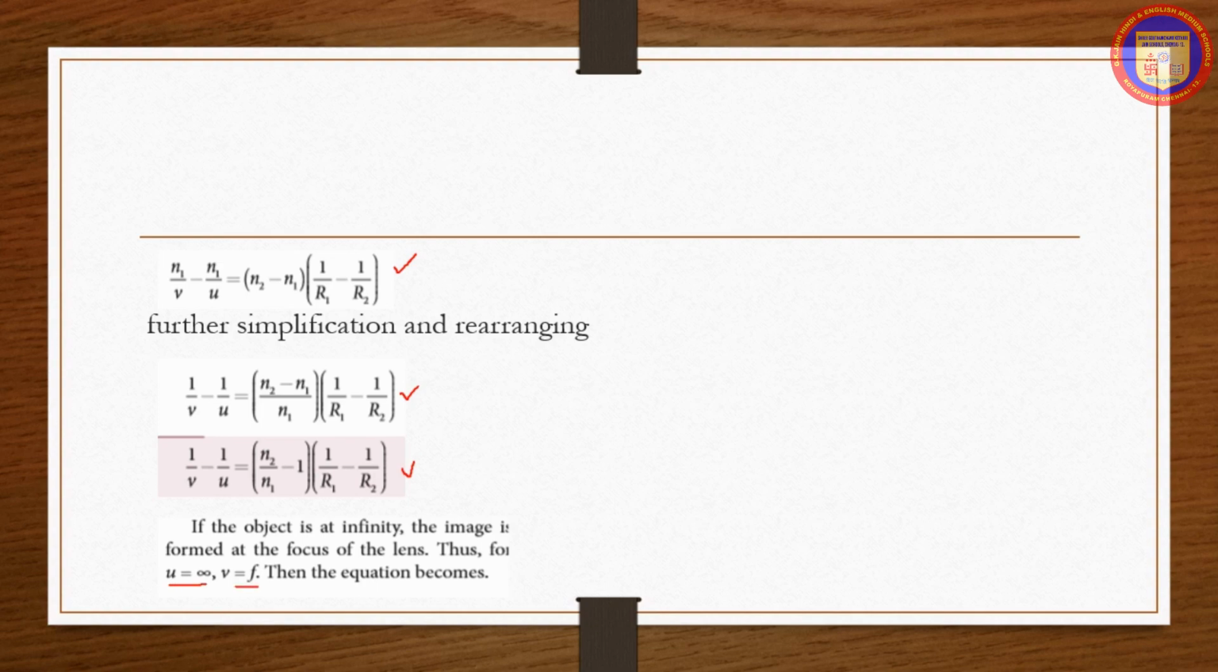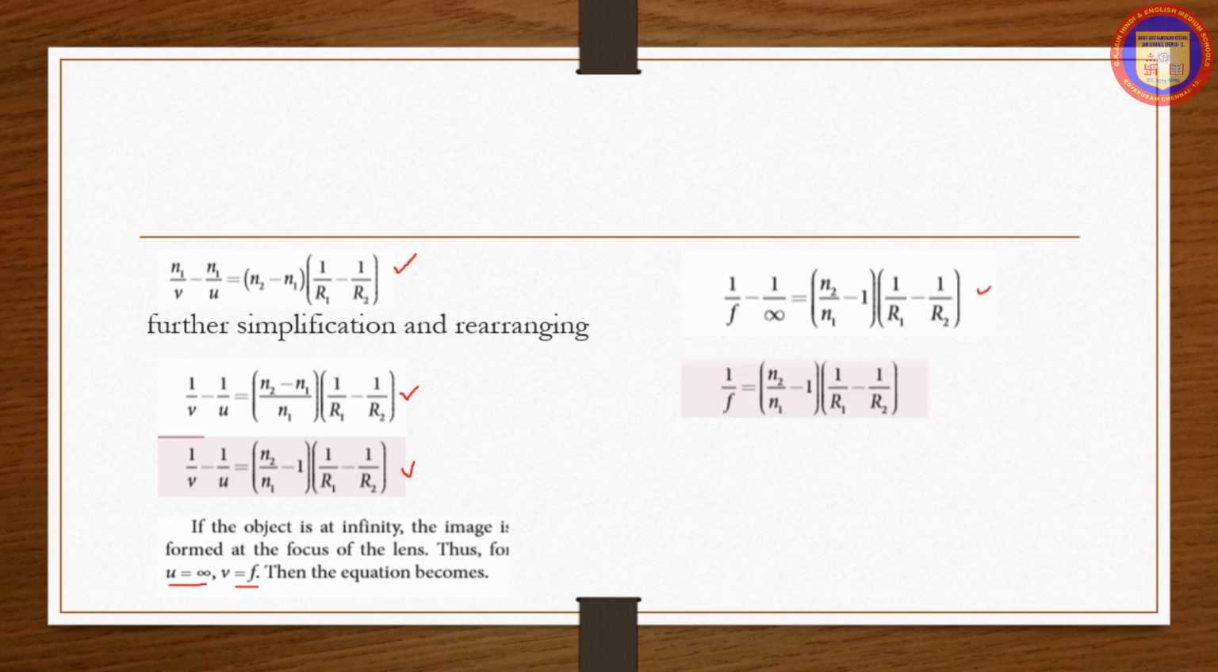Then, substituting this value in the above equation, I'll get 1 by f minus 1 by infinity is equal to n2 divided by n1 minus 1 into 1 by r1 minus 1 by r2. 1 by infinity is 0, so I'll get the equation as 1 by f is equal to n2 divided by n1 minus 1 into 1 by r1 minus 1 by r2.